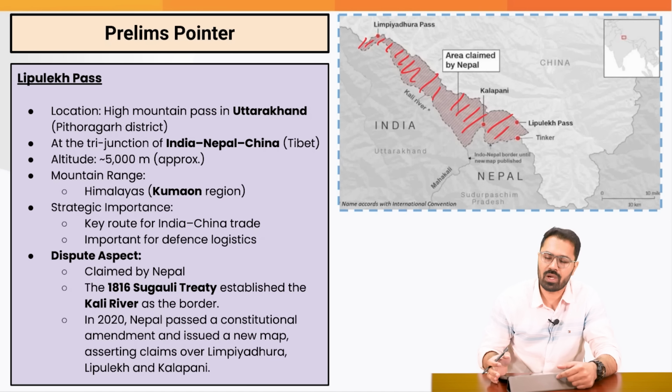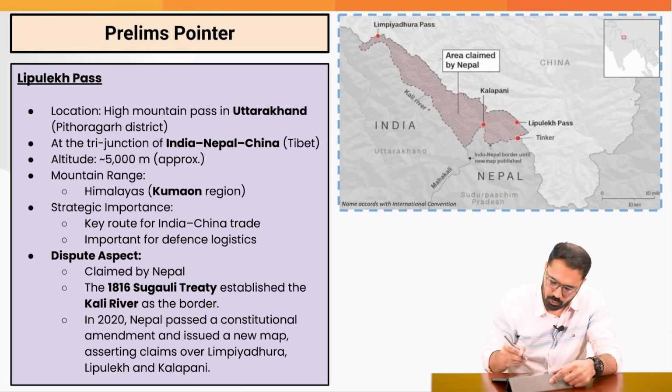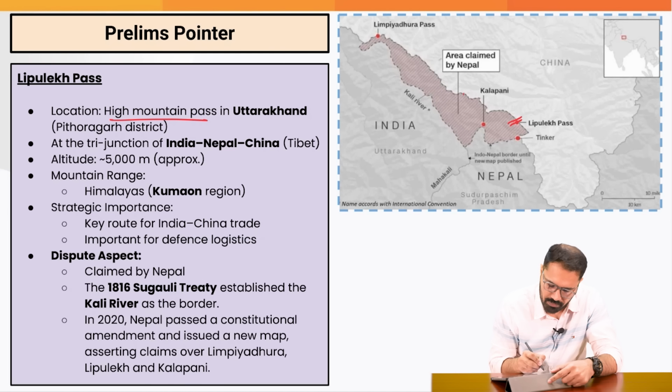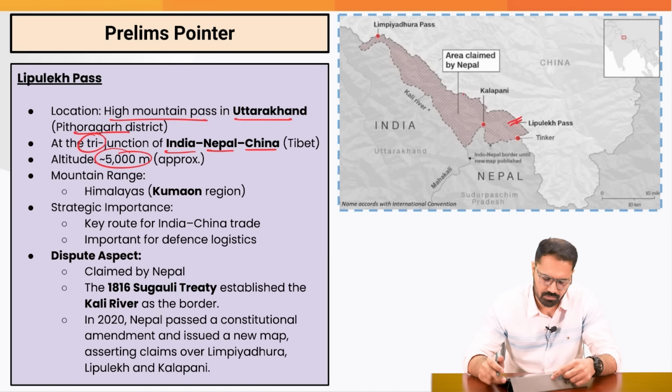Now why this confusion, why is this in news? Let's see some of the points here. This is the Lipulekh Pass. It is on the borders, at the tri-junction of India, Tibet and Nepal. It is a high mountain pass in Uttarakhand in the Pithoragarh district. It lies at the tri-junction of India, Nepal and China. Clear? And the height is approximately 5,000 meters, somewhere around 5,300 meters.